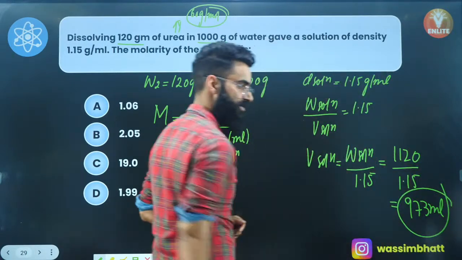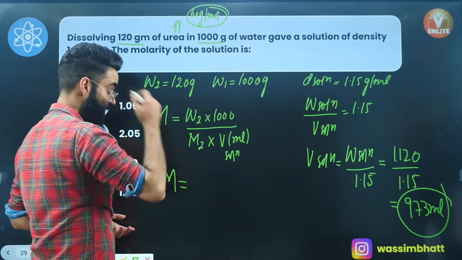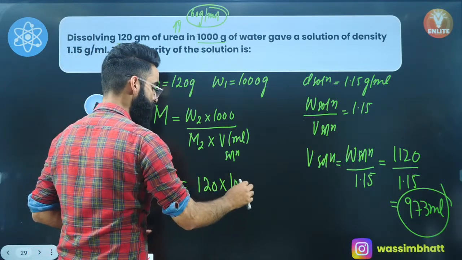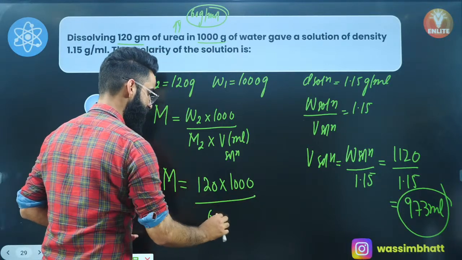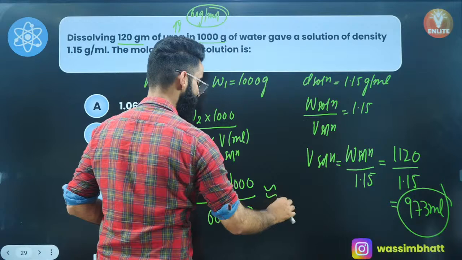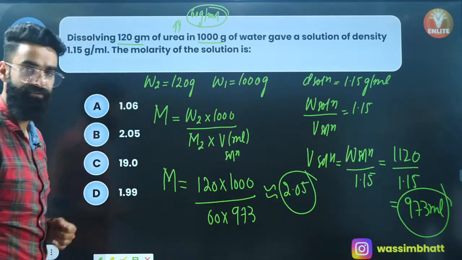This is the volume of solution which we have. That's it. The question is done and dusted. Now calculate the molarity, which is equal to mass of solute, which is 120 grams, multiplied by 1000, divided by molar mass of solute, 60 grams per mole, multiplied by volume of solution in ml, 973. The value approximately will come out to be 2.05. This is the molarity of the solution which we were supposed to calculate.